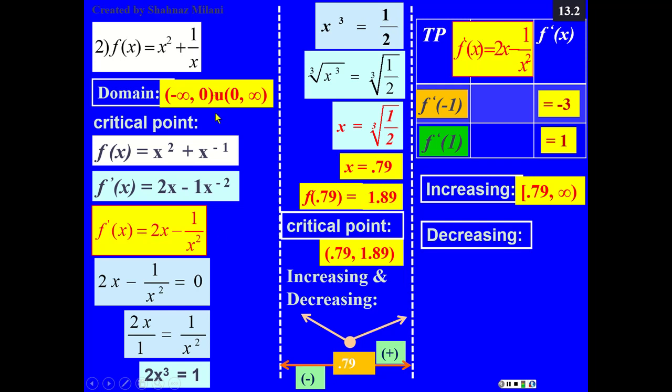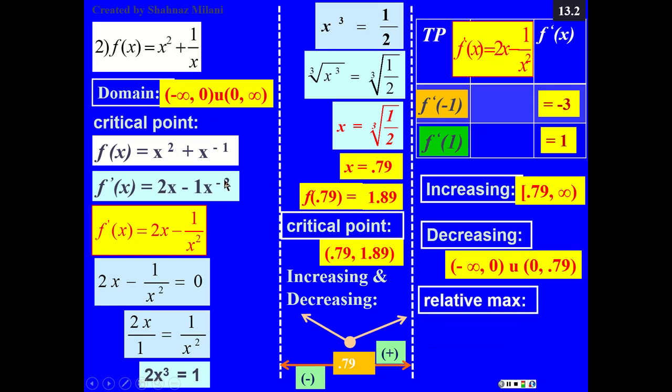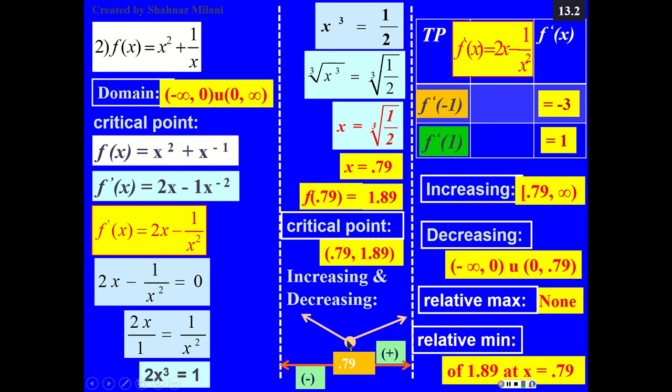But don't forget the domain. The domain cannot include 0. Then relative max. Relative max is going from increasing to decreasing. I do not have it, so it is none. Relative min is going from decreasing to increasing, which is right here. X is going to be 0.79 and my y is 1.89. And that is the end of this problem.